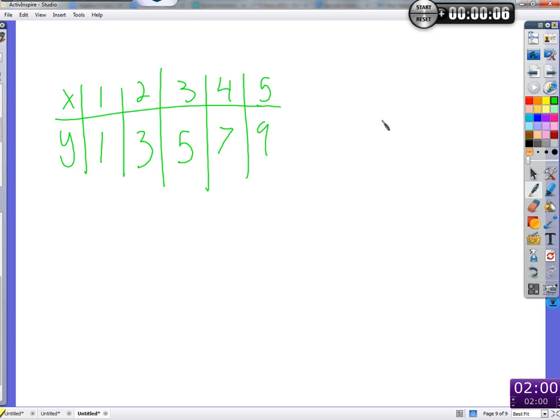The rule could be plus one every time, maybe? Like plus zero for the first one, plus one, plus two, plus three, plus four? No, the first one's zero. Zero, add one, add two, add three, add four, add five. Is that what you're saying? Well, it's 3 plus 2, 5 plus 2, 7 plus 2. Okay, we add two every time we go up.